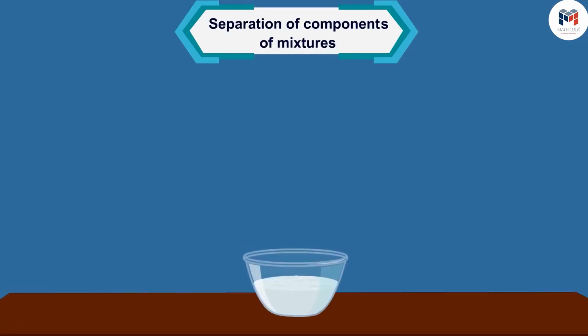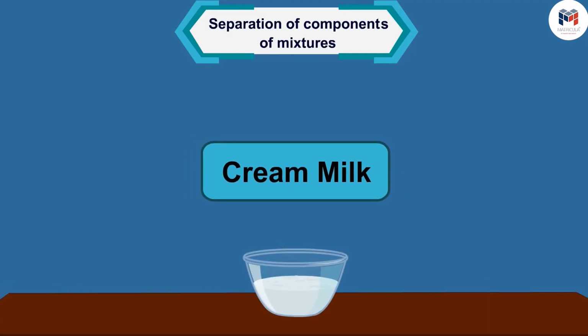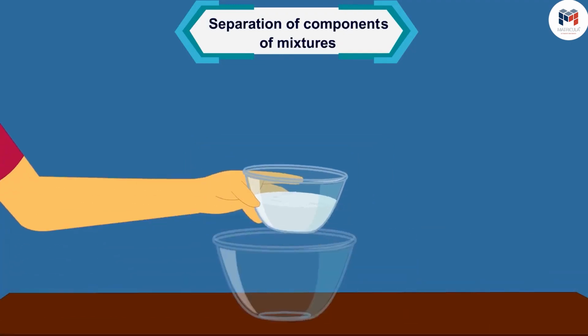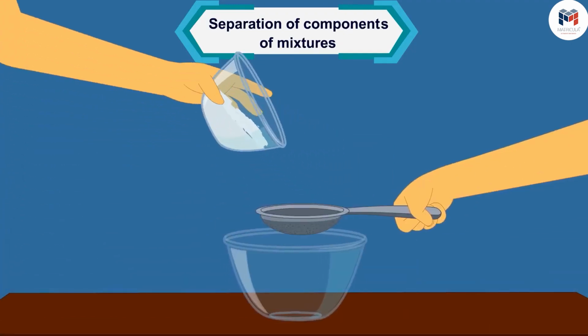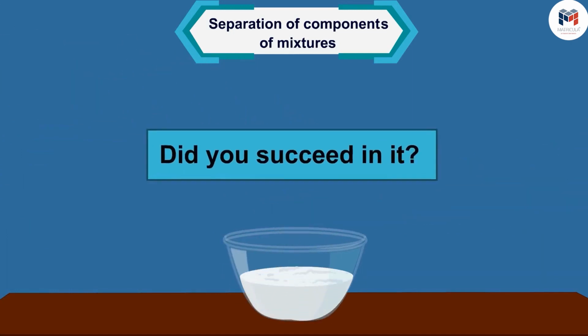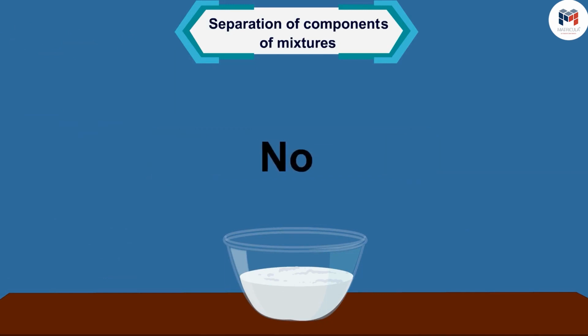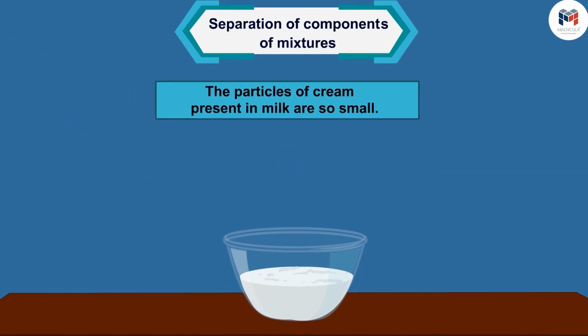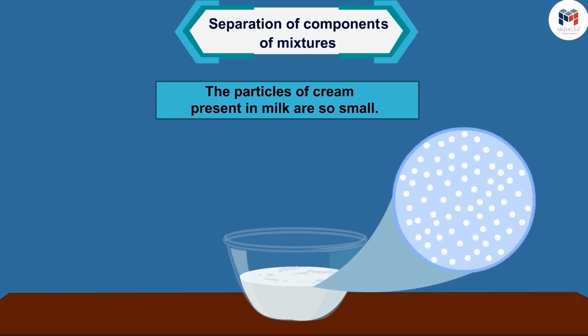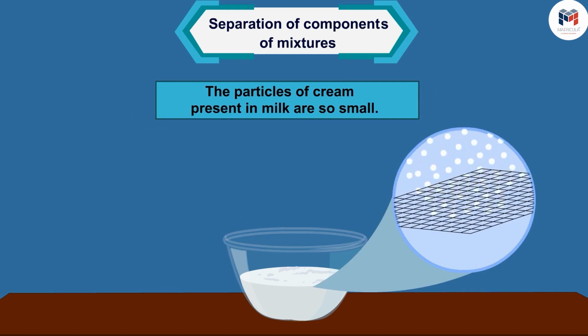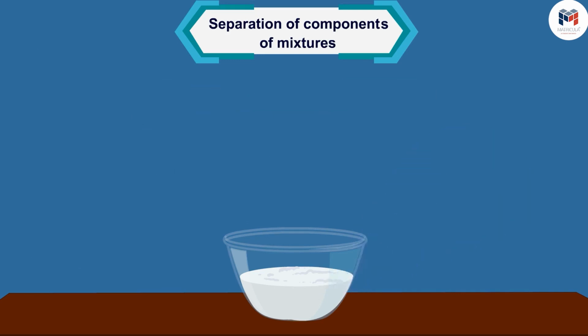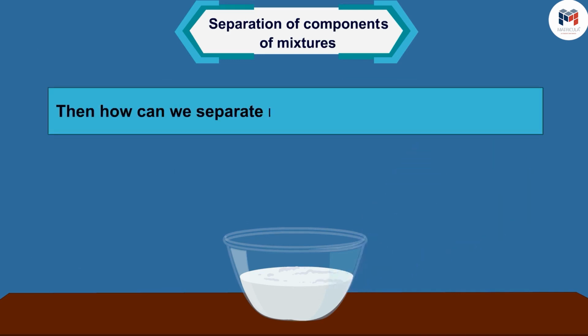Take milk with a little bit of whole cream in a vessel. Now, try to separate the cream from milk by filtering it with a sieve. Did you succeed in it? No. Why so? In fact, the particles of cream present in milk are so small that they come out of the filter container. Then, how can we separate mixtures such as milk with cream?